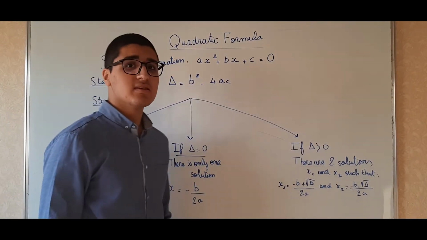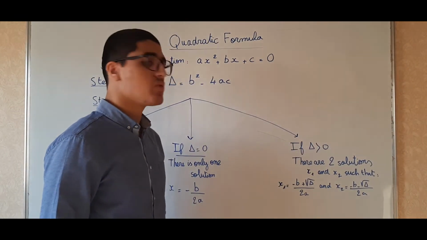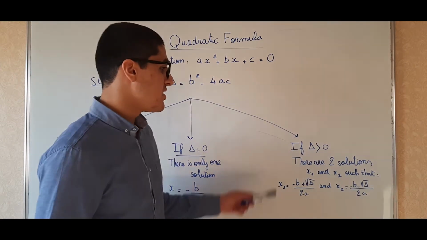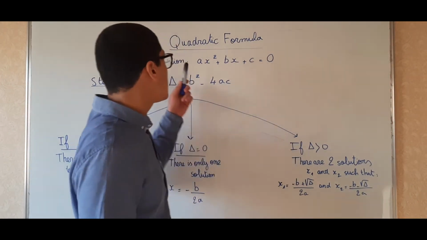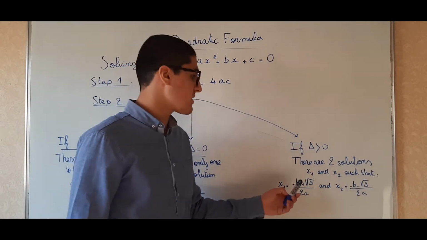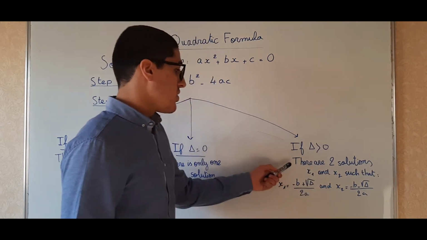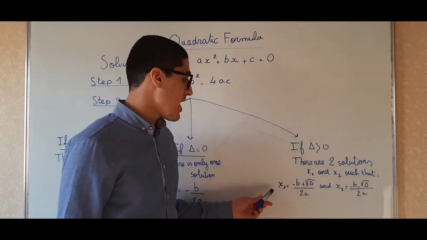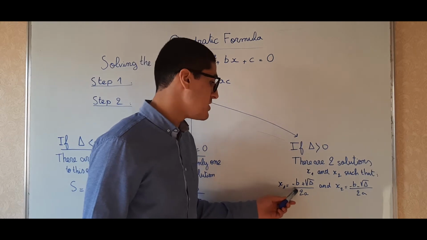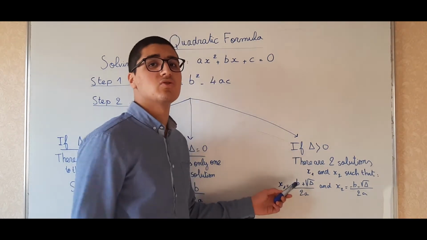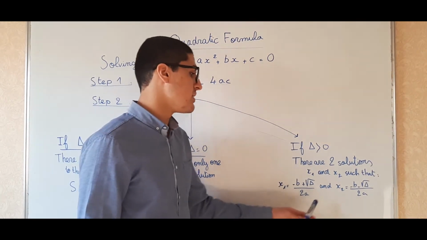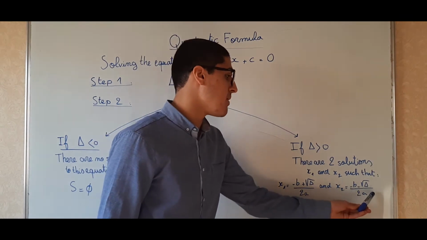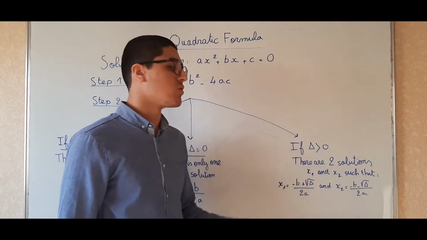The last case is if the determinant is strictly greater than 0. In this case, there are two solutions to the given equation. Let's denote them x1 and x2. They are given by the formulas x1 equals minus b plus the square root of the determinant over 2a, and x2 equals minus b minus the square root of the determinant over 2a.